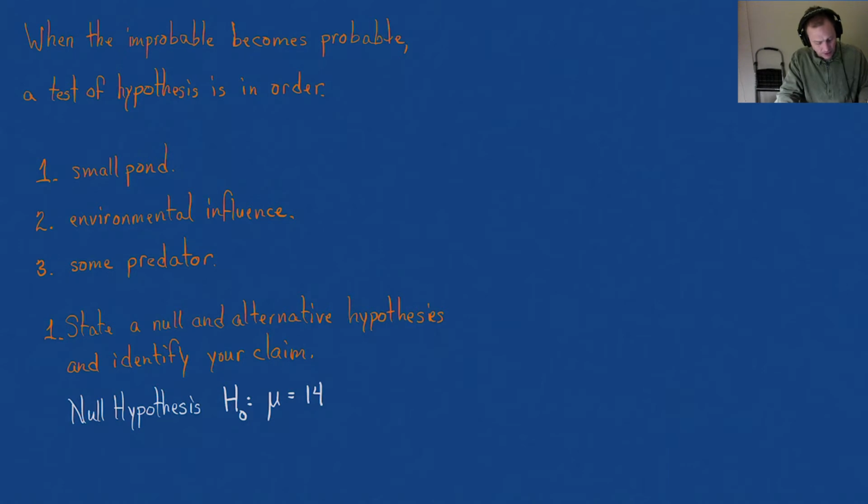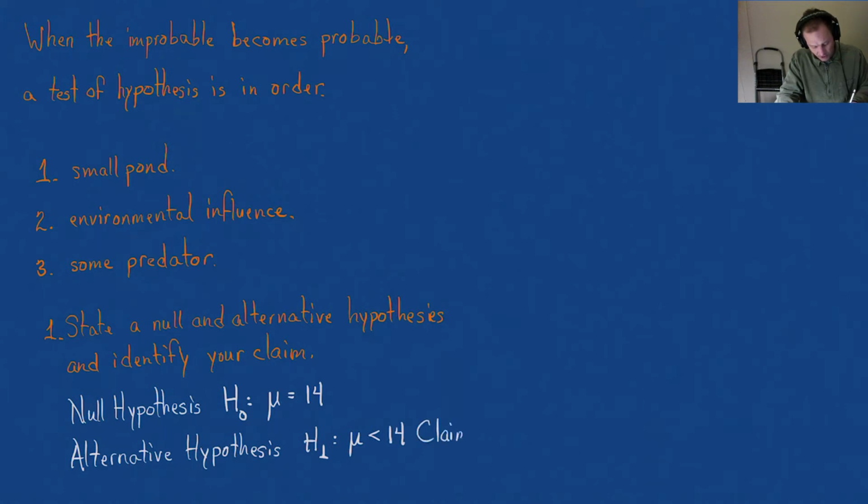Okay? Now your alternative hypothesis, it's written as H subscript 1, is what you believe is what else is happening. In this case, you believe that the length of crocodiles, at least in this body of water, is less than 14 feet. That's your claim. That's what you're going to try to prove.